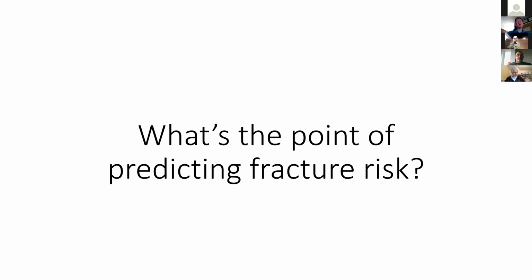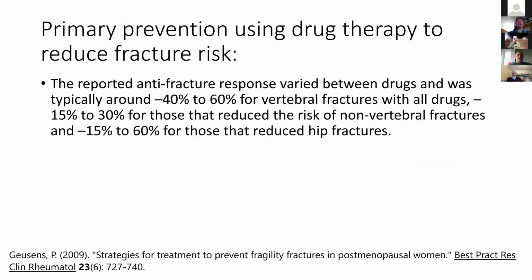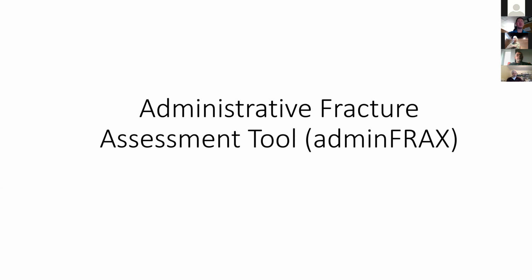So ultimately, what's the point of predicting future fracture risk? Well, one of the main reasons is primary prevention using drug therapy, in that if you can identify those who are at the highest risk and then decrease their risk ahead of time using a variety of anti-resorptive or anabolic approaches, then hopefully you can reduce fractures, which, as I outlined before, can be quite costly at around $21,000 for a hip fracture, for example.